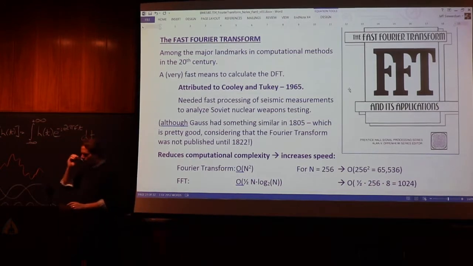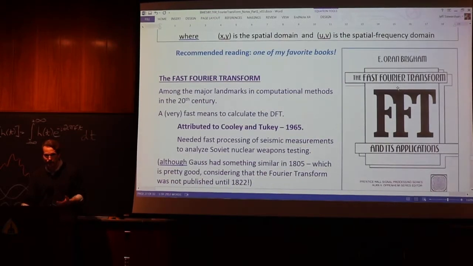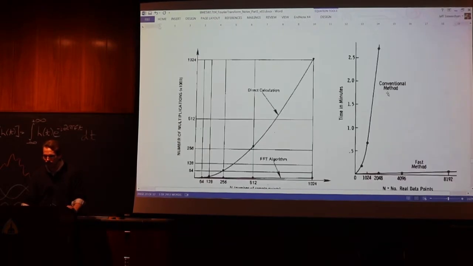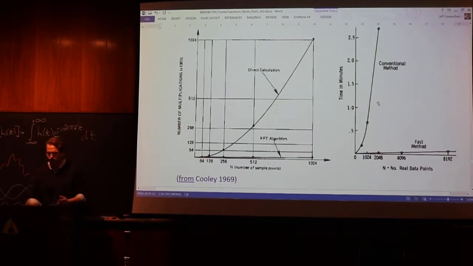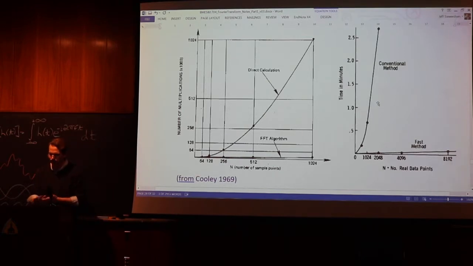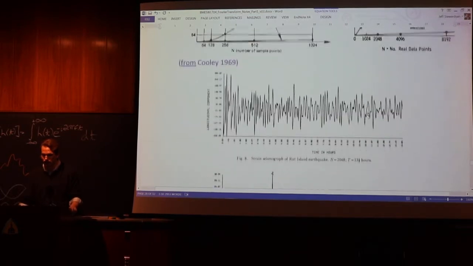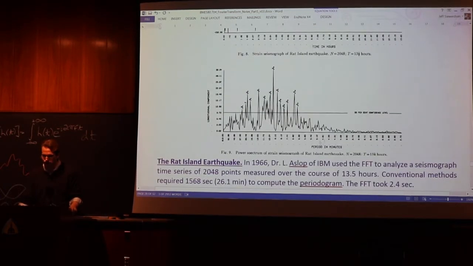All right, and this is a great book, E. Oren Brigham. You can find it on Amazon. It's a little expensive. So here's one of those early applications. It's from Cooley in 1969. This was published 2 months before I was born, and it was the Rat Island earthquake, Rat Island in Alaska.